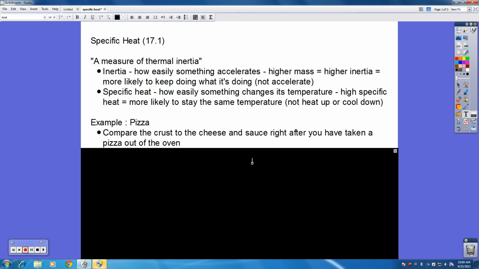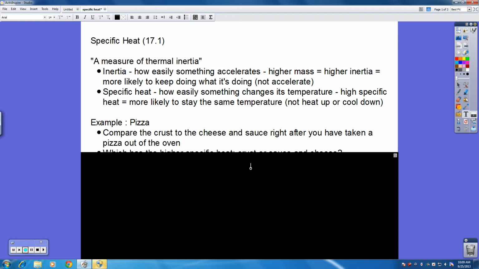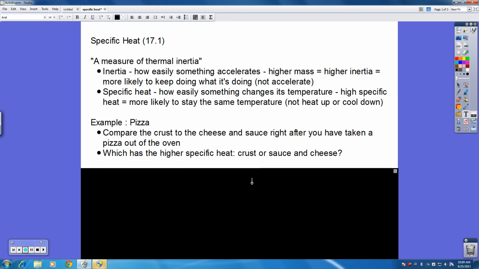All of these started out at the same temperature, but the crust cooled down a lot faster than the cheese and sauce. So the question is, which has the higher specific heat, the crust or the cheese and sauce? Go ahead and pause the video, think about that, come up with an answer. You should have said the cheese and sauce have the higher specific heat because they were more likely to stay at 400 degrees. You need to remove a lot more energy from the sauce and cheese to get their temperature to cool than you need to remove from the crust.